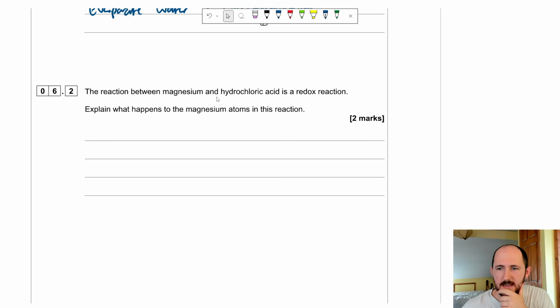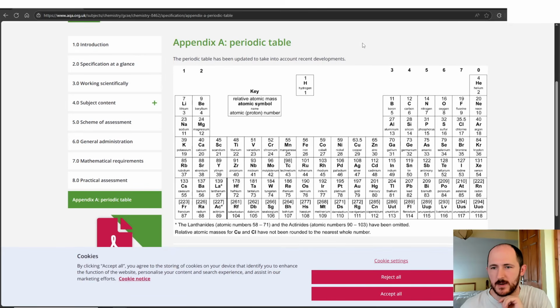The reaction between magnesium and hydrochloric acid is a redox reaction. Explain what happens to magnesium atoms in this reaction. So again, you don't have to use the periodic table for this one, but it might be a good idea. If we go to magnesium quickly, magnesium is here, it's in group 2. That means there's 2 electrons in the outer shell. That means it wants to get rid of 2 electrons because it's easier to lose 2 electrons than gain 6 electrons. So it's going to be losing electrons.